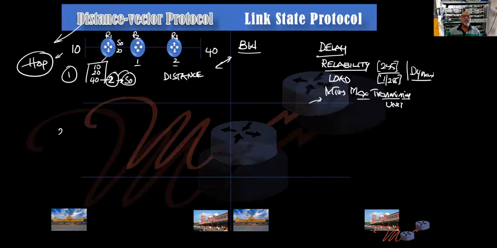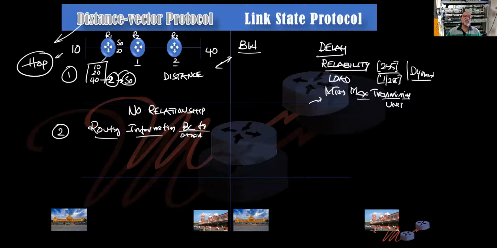The second difference is how this guy learns about the other routes, what type of relationship they make. Here, there is no relationship. Simply routing information is broadcasted to neighbors and others. That's it. I don't maintain any relationship. I keep sending it every 30 seconds, the routing table, the routing information, simply to the others.